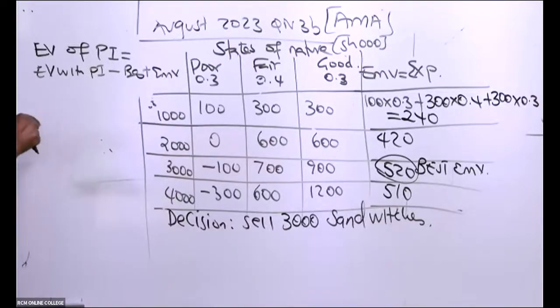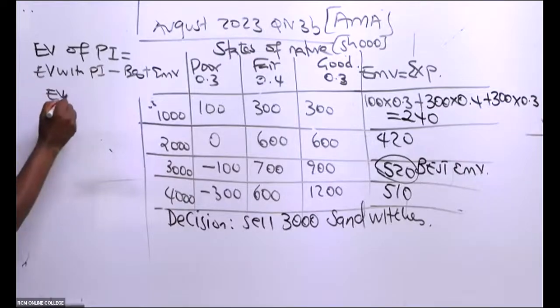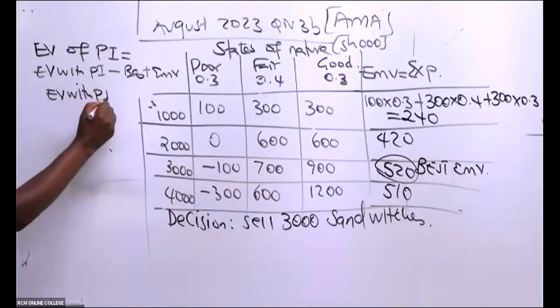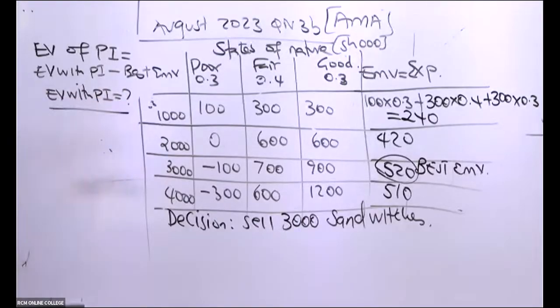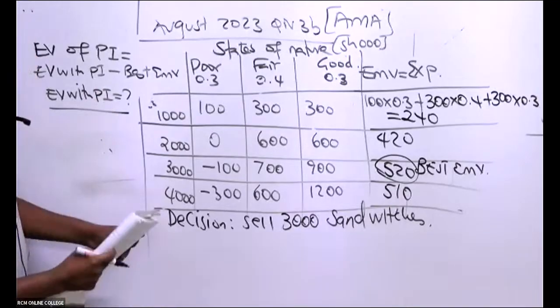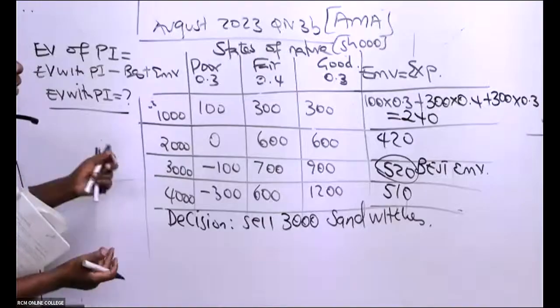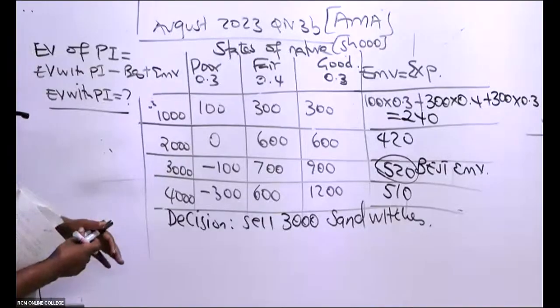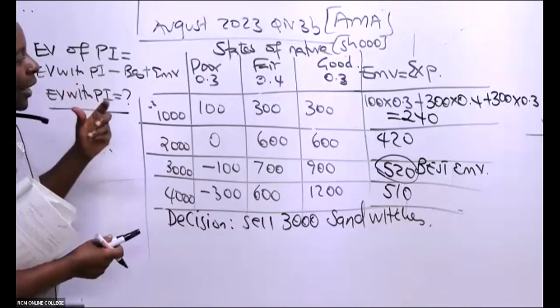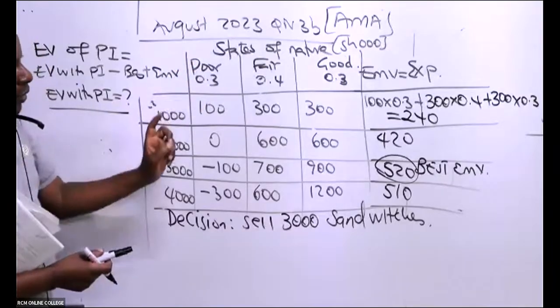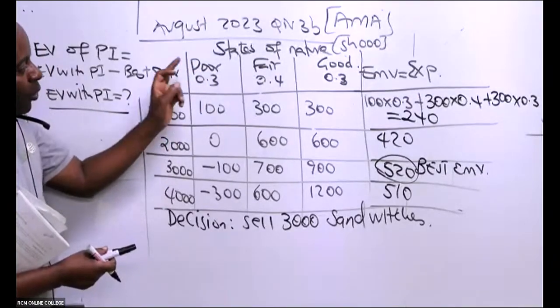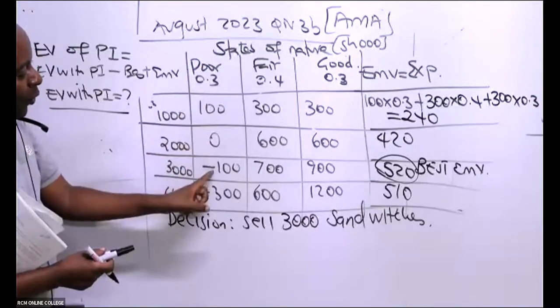So then, before I even explain what this means, is there anybody who is able to give me expected value with perfect information? How do we get this expected value with perfect information? It's very easy. Remember, this expert is coming to advise us on the state of nature that will prevail. He will tell us, from my experience, it is the poor that will prevail. So if he advises us it is the poor that will prevail, which outcome shall we go for here, somebody?